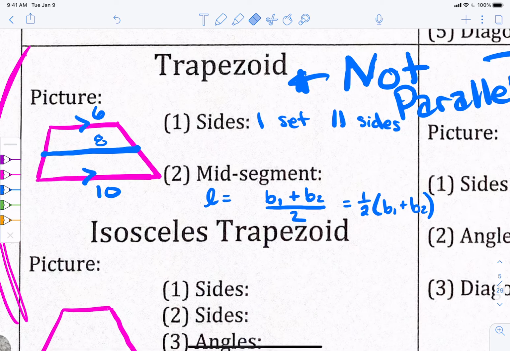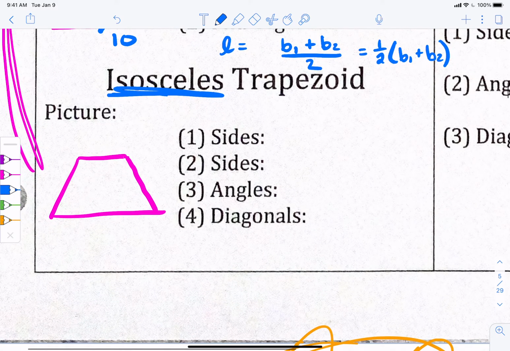Now, an isosceles trapezoid, what does isosceles mean? What's like an isosceles triangle? All sides are equal except for one. So two sides are equal. Right. So isosceles, two congruent sides. I'm going to write that on number 2. Two congruent sides. In this case, it's the left and the right.